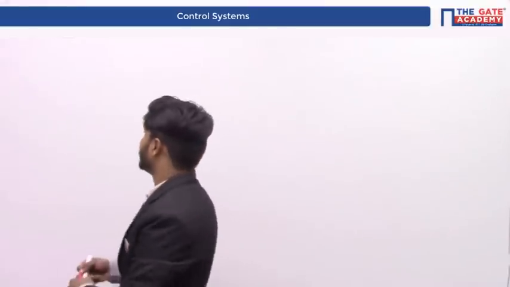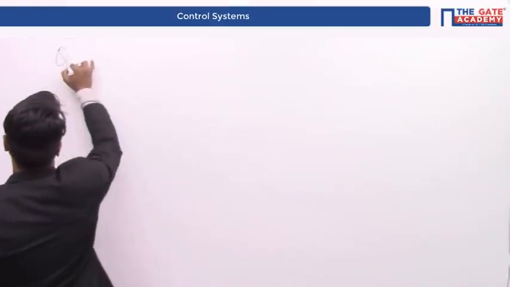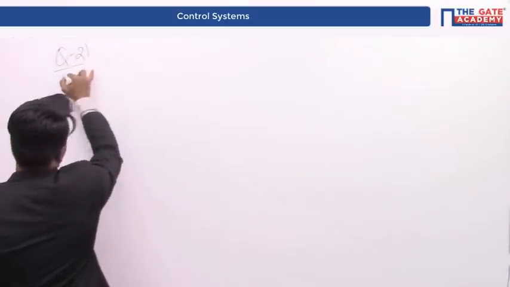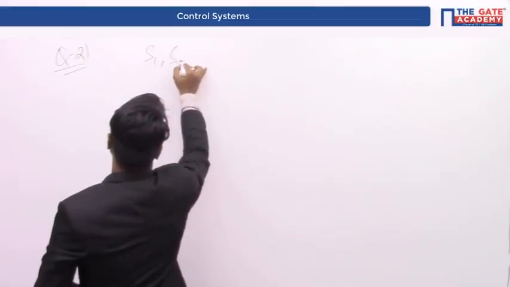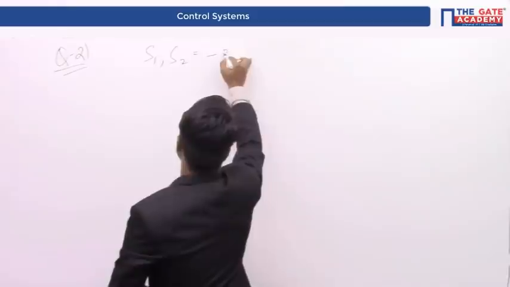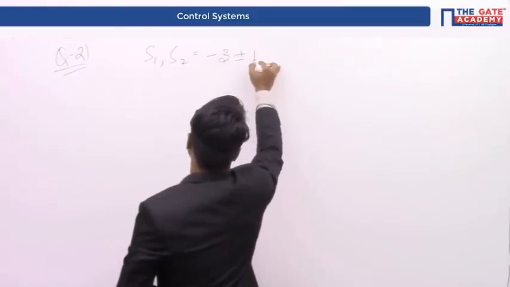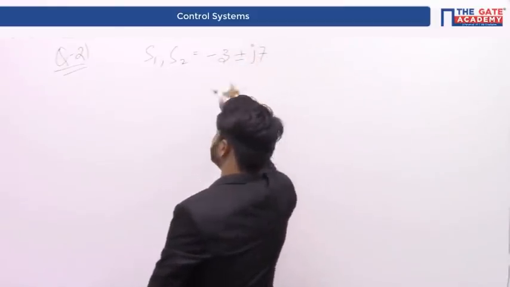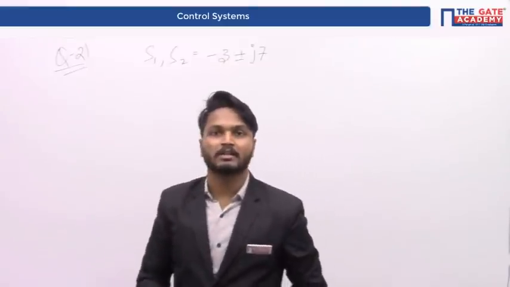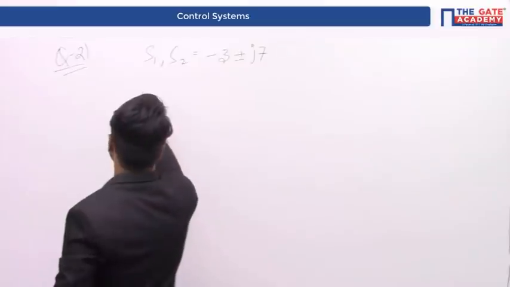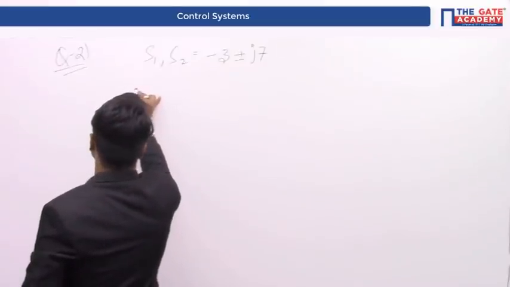The roots are given. Roots are given to be S1 and S2 is equal to -3 plus or minus j7. These are the roots. So what is the standard second order characteristic equation you have?